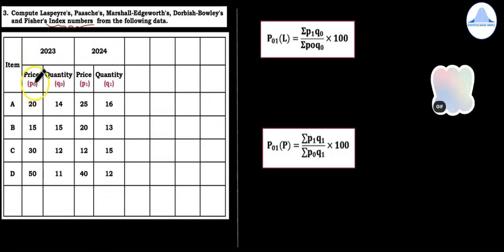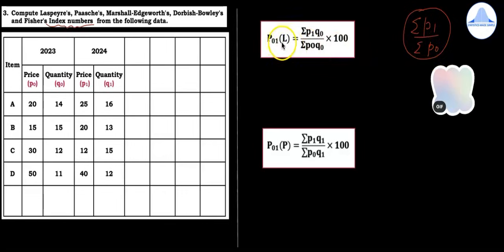So the price in the base year is marked as P0, the quantity in the base year is Q0, price in the current year is P1, and the quantity in the current year is Q1. Now, first let me teach you how to remember the formulae. So all price index numbers, they will start with summation P1 divided by summation P0. So this is very important. So all price index numbers, you have to start with summation P1 by summation P0.